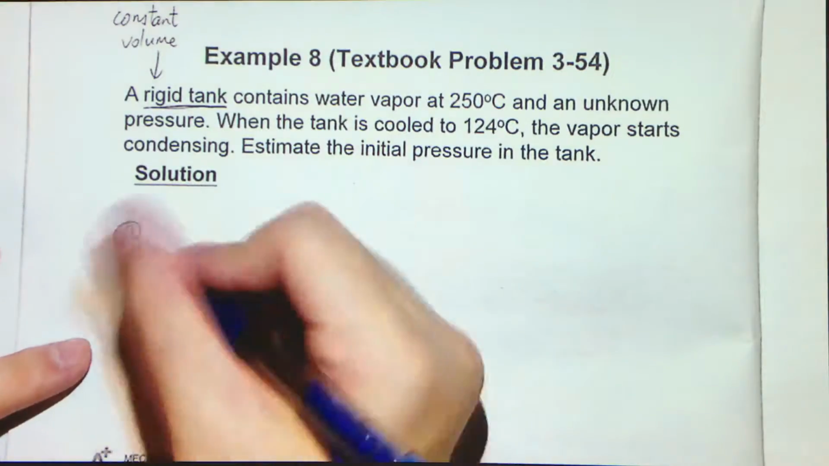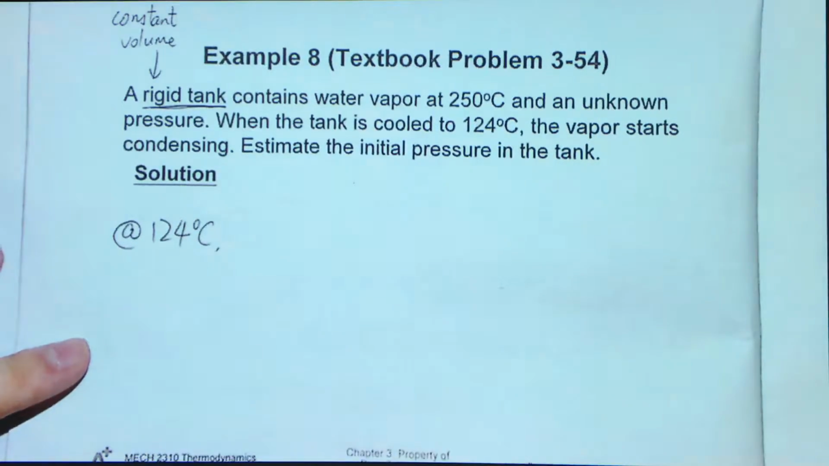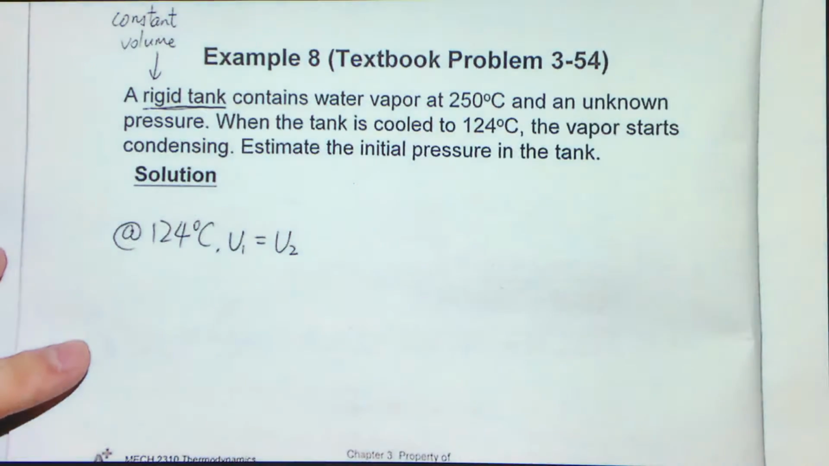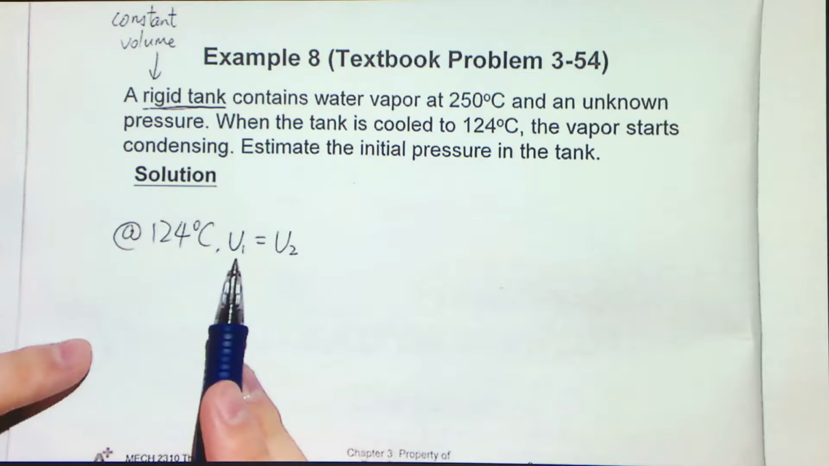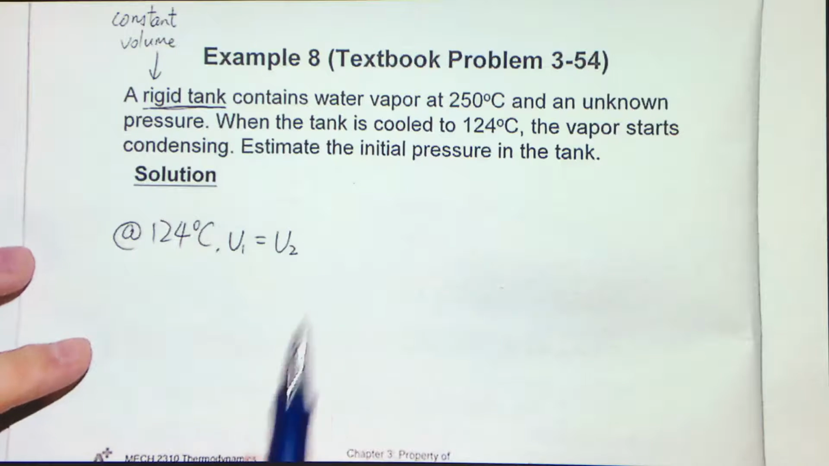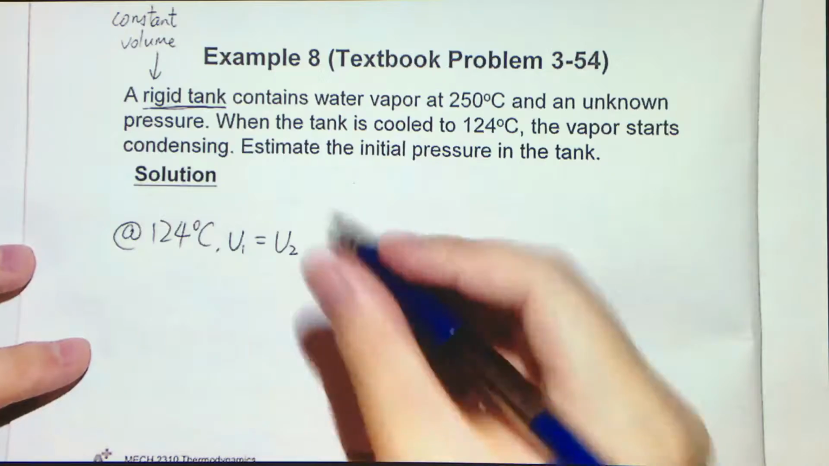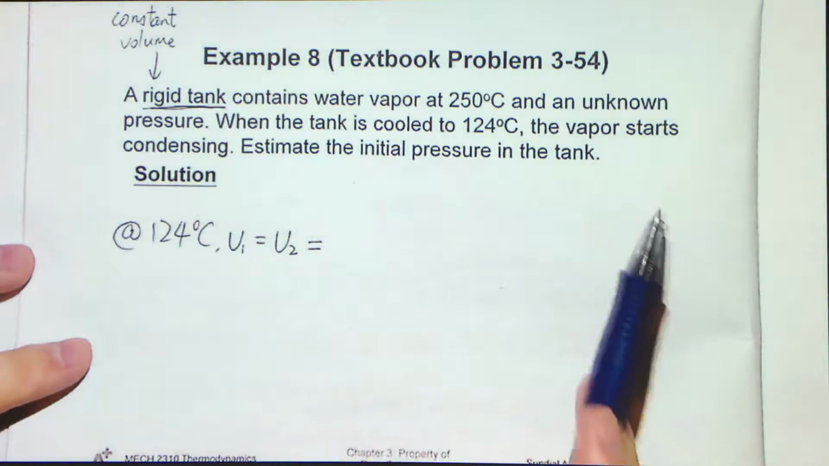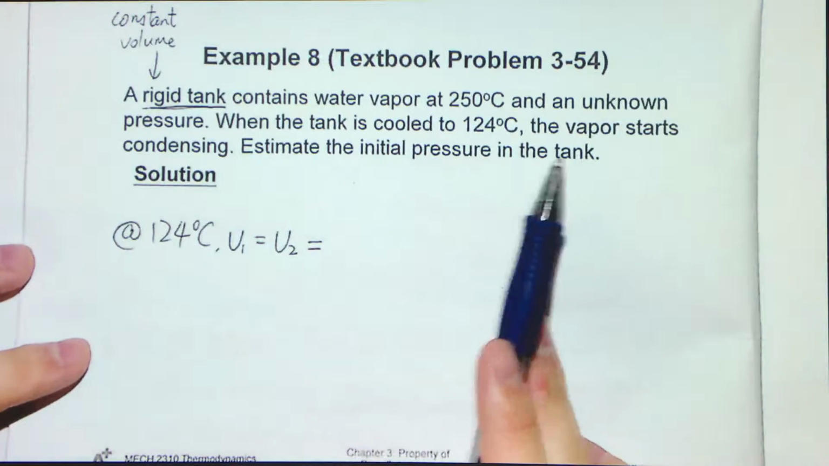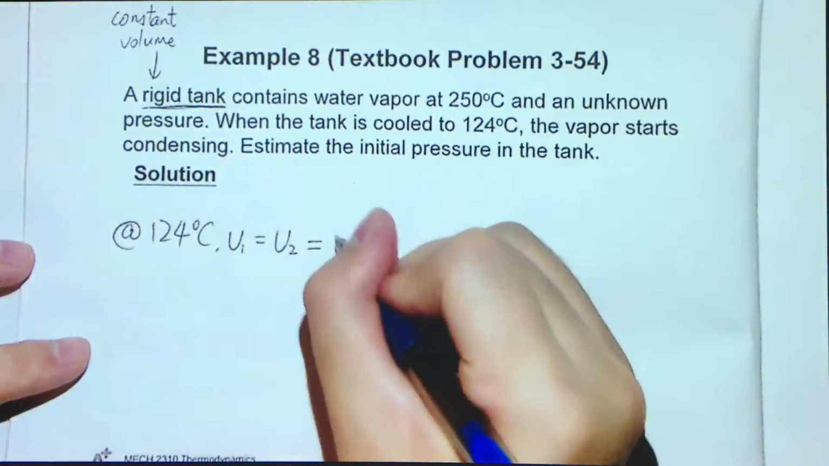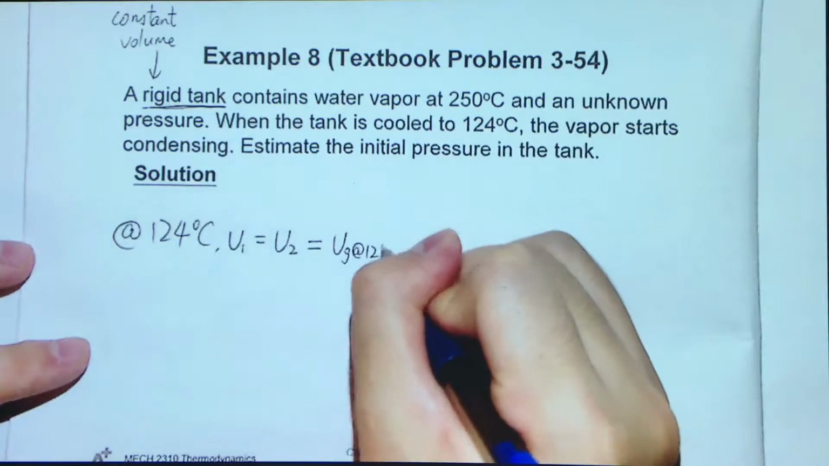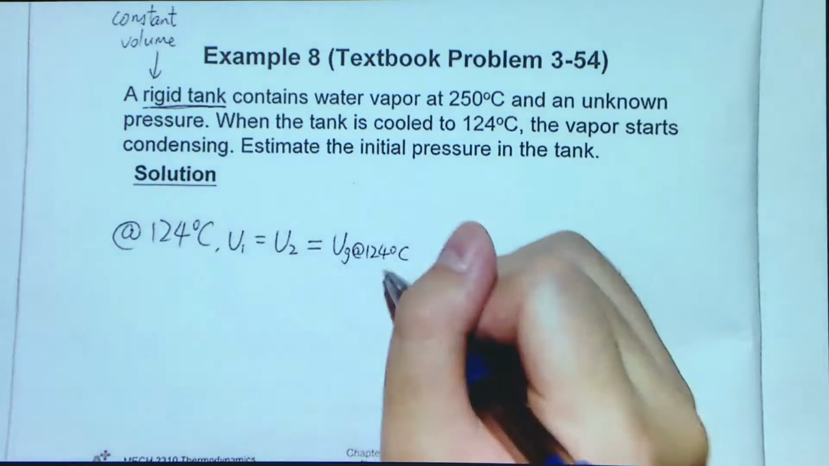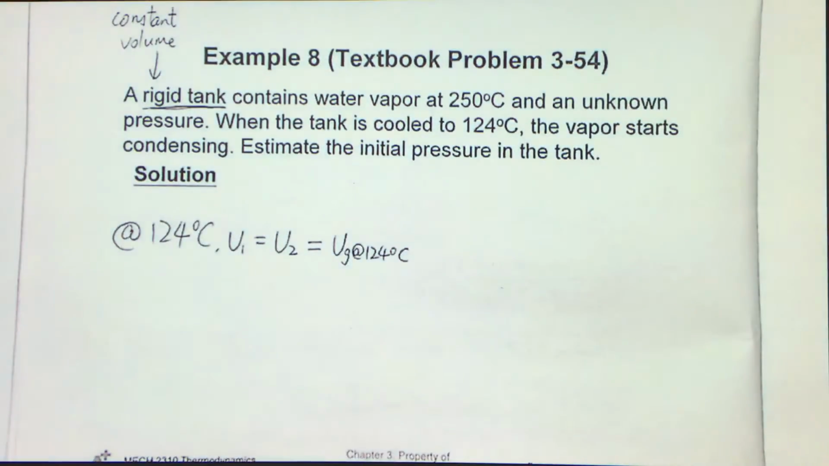At 124 degrees C, we know that the specific volume at state 1 as well as state 2 will be equal. State 1 means the water vapor at 250 degrees C, while state 2 means at 124 degrees C. Because at 124 degrees C the vapor will start condensing, it means that at 124 degrees C the vapor is in a saturated vapor state. So it's equal to Vg at 124 degrees C. Okay. What table should you consult? Because we have a temperature, we go to table A4.